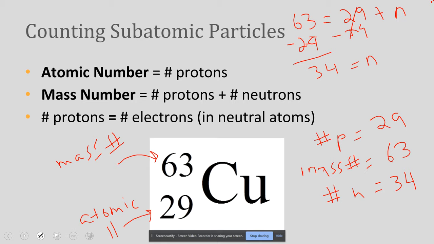So using the mass number, I was able to determine how many neutrons I have because I already had my number of protons right here. I have my mass number. Now I just need to figure out how many neutrons I have. All right, last thing we need to do is we need to determine how many electrons we have.